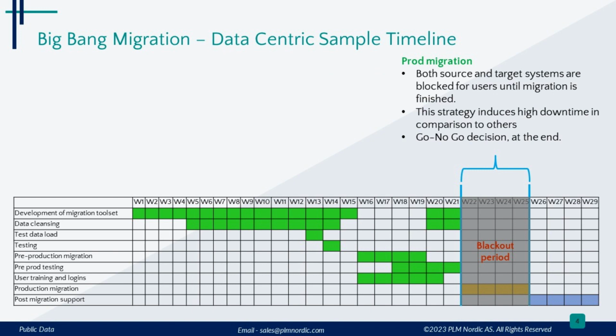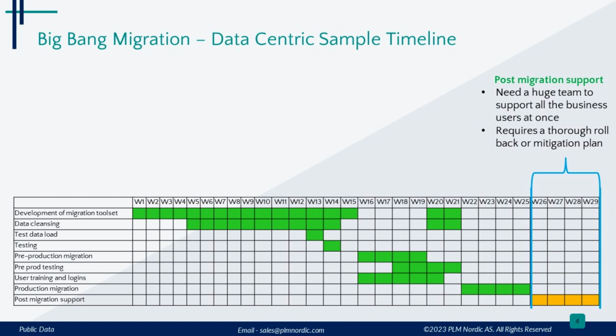In the production migration phase, both the source and target systems are temporarily blocked to ensure a smooth and interference-free migration. This strategy induces a significantly high blackout period in comparison to other approaches, as the data migration starts only after locking the users in the source system. The downtime is also called a blackout period, as nobody other than the data migration team will have an idea about things done. A critical go, no-go decision awaits in the end to determine the success, following which normal operations are resumed in the new system.